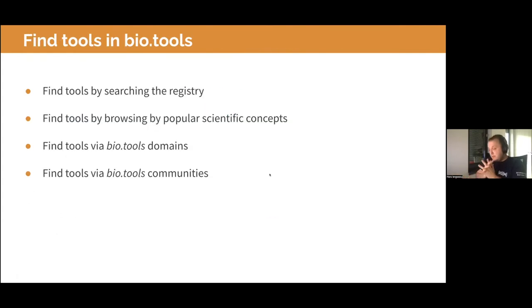So I will focus on the title of the presentation, about finding tools in BioTools. And the way I would see it, you would have four main ways, so to speak. You can find tools by just searching for things in the search box, and we'll see how that works. You can browse specific things. So these are all angles to approach the data. There are 25,000 tools, and I think that's quite a lot. It's getting harder and harder to find meaningful things, and we're trying to present different views so that it's easier for users to find the right tools.